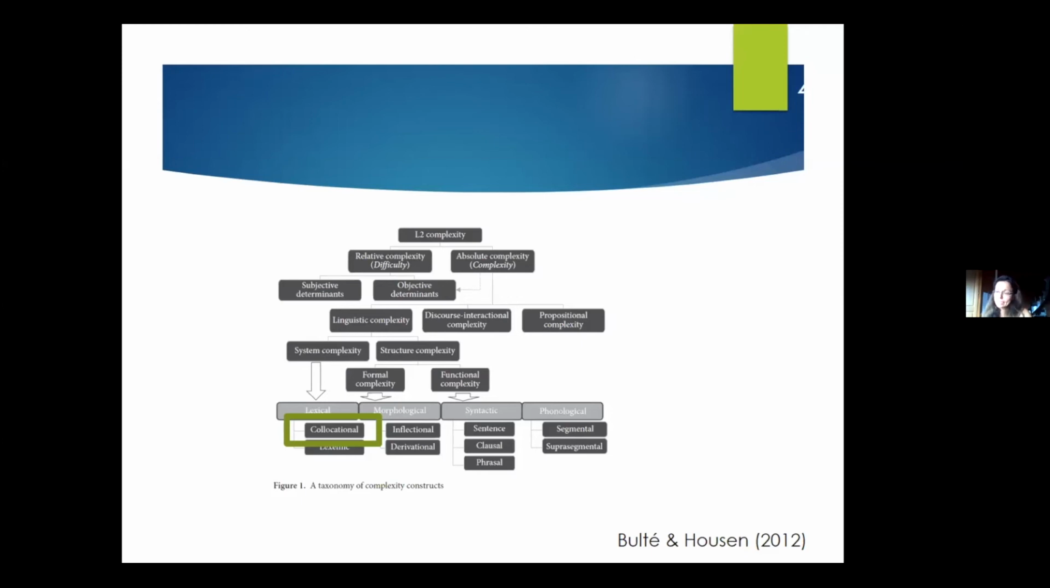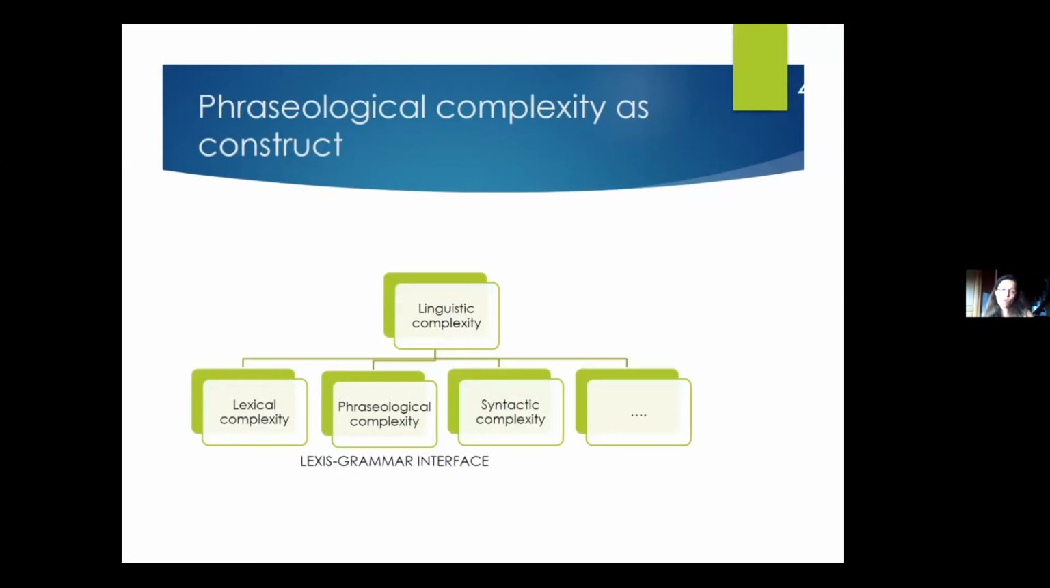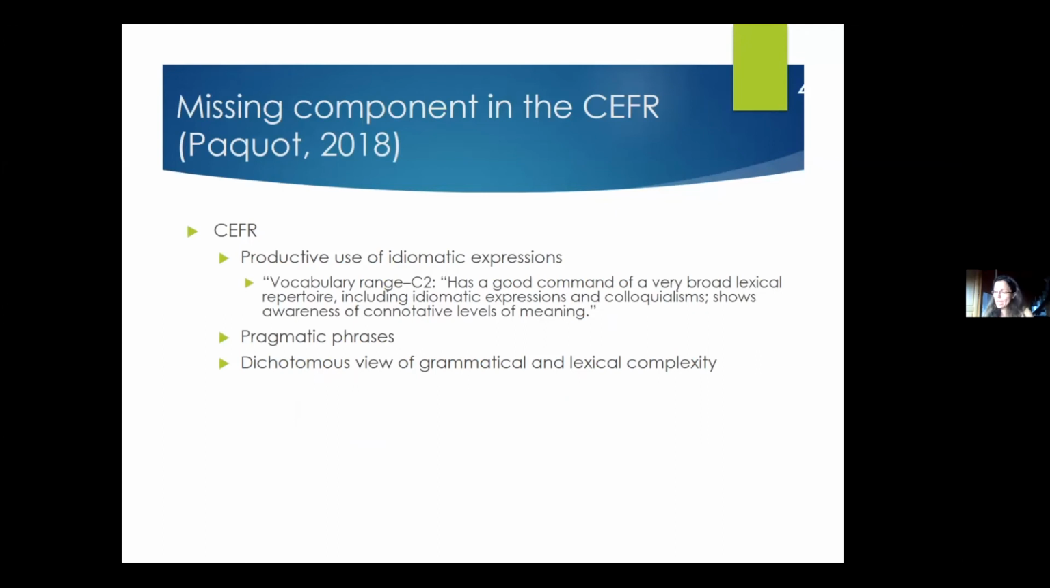While it may be a bit early days to make a strong case for where to situate the construct of phraseological complexity on this taxonomy, we definitely need more empirical research into convergent and discriminant validity of the construct. The fact that we're working with a broad definition of phraseology that also includes phenomena at the lexis-grammar interface will probably lead us to argue for a different representation, where phraseological complexity is on a par with lexical complexity on the one hand and syntactic complexity on the other.